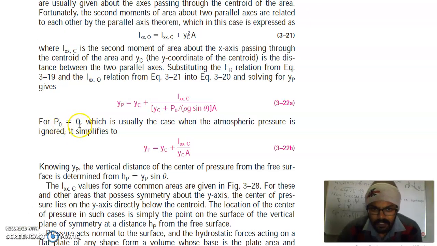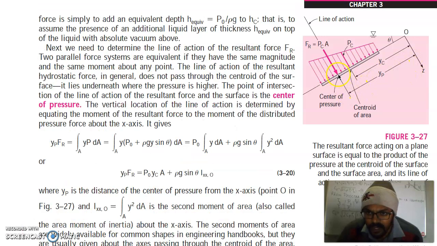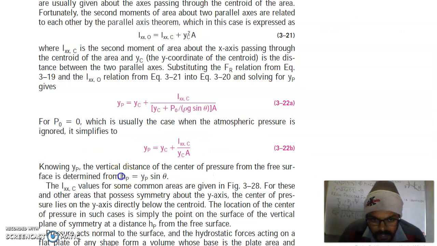Now say pressure P0 is 0, which is usually the case when atmospheric pressure is ignored. If you ignore atmospheric pressure, this whole term becomes equal to 0, and Yp is equal to Yc plus the second moment of inertia about the centroid divided by Yc times area. Now if you know this Yp, you can find the vertical distance from the surface. So Hp, the height from the surface for your center of pressure, is equal to Yp times sine theta.